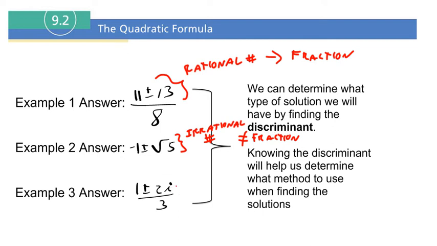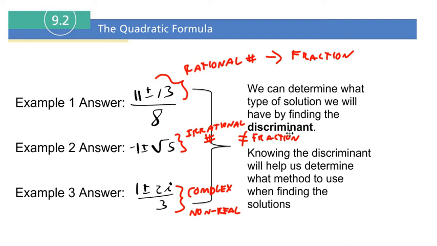And then this guy right here, since it has an i in there, we know it's not even real, right? These are not real numbers. These are what we call complex or non-real answers. They're not real. They're non-real. So we have 3 different types of answers here. We have rational numbers, we have irrational numbers, and we have complex numbers.